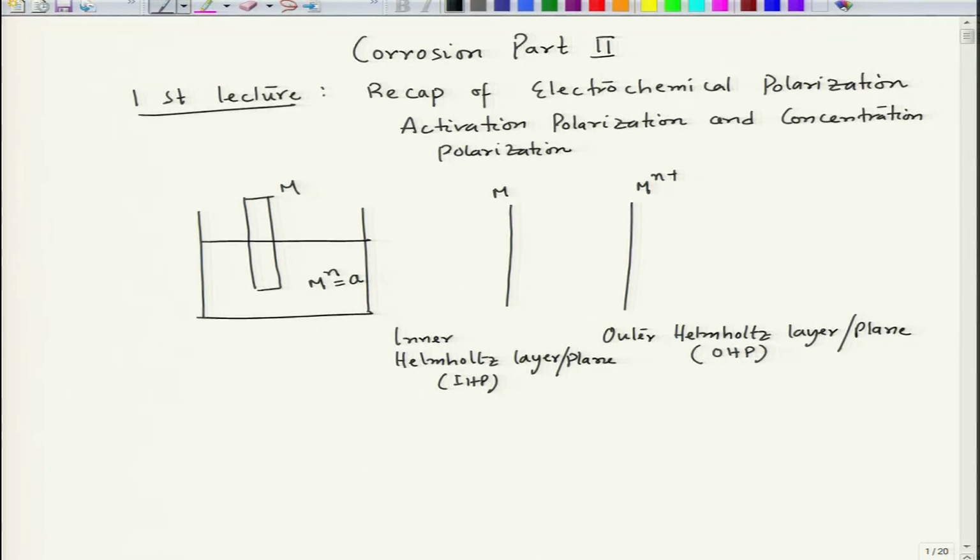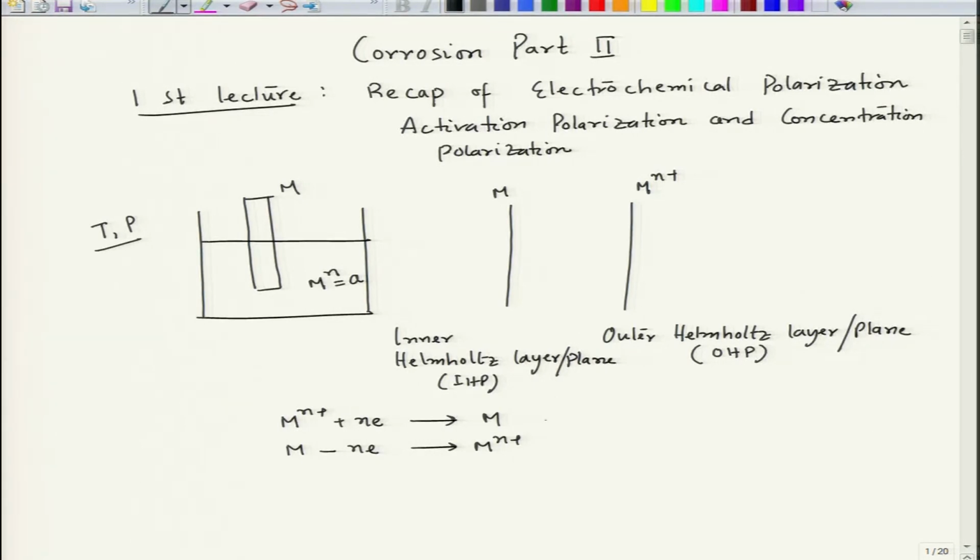Now, once we introduce this metal into that electrolyte containing metal ion, it will experience two reactions. One reaction is M^n+ plus ne forming M. At the same time, the opposite reaction would also happen, M forming M^n+ plus ne. And we should realize that this particular arrangement, the metal dipped in that electrolyte containing metal ion, is at a particular temperature and pressure. So, this temperature and pressure both are constant for this particular experimentation.